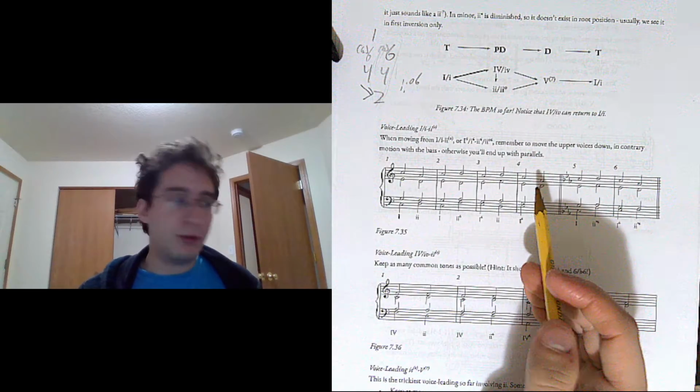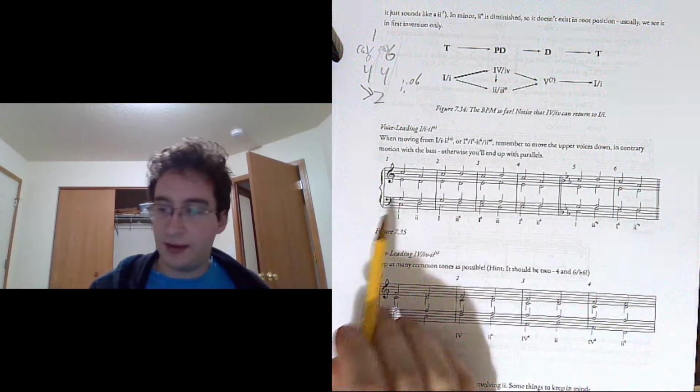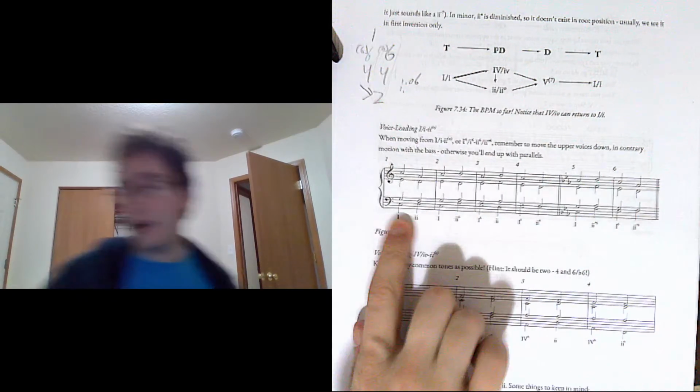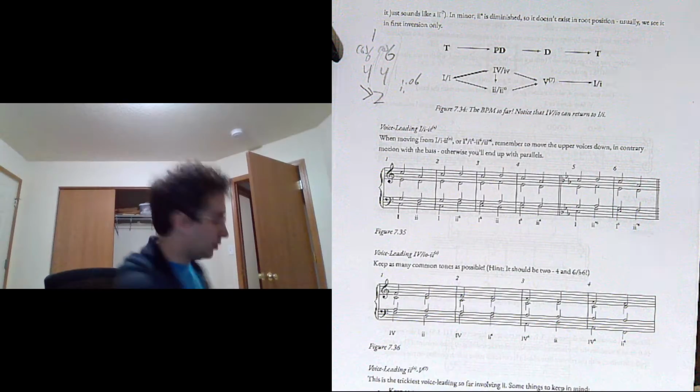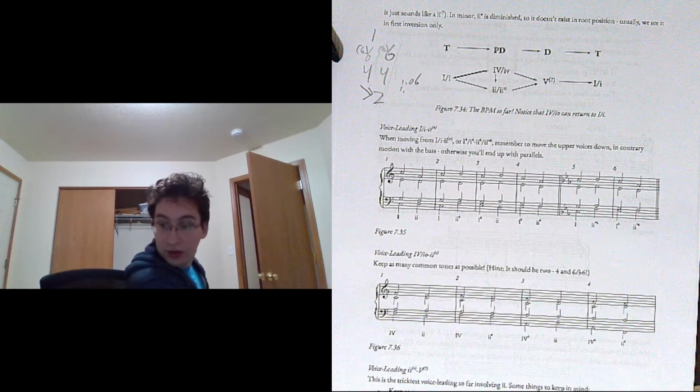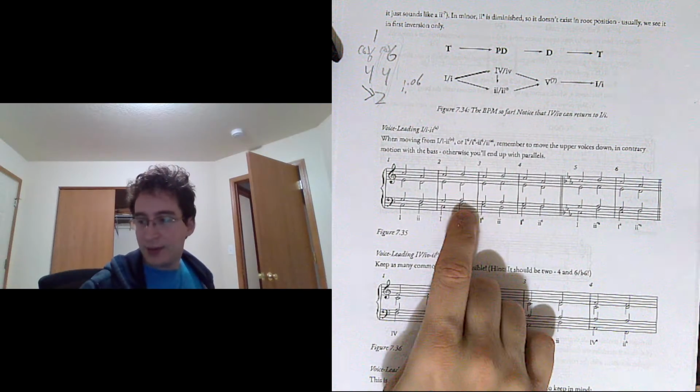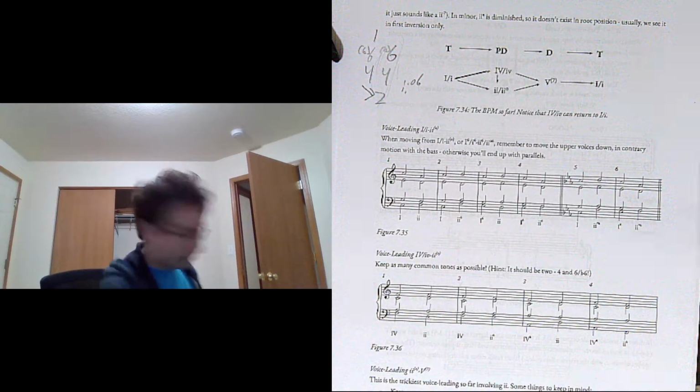It's the same principle as when we were looking at 4 to 5 earlier, where if the bass moves by step, all the other voices have to move in the opposite direction, in contrary motion. So this is your default from going from your 1 chord to your 2 chord. So alto and tenor can move down by step, soprano moves down by skip. Here the bass does not move by step, so we have more freedom.